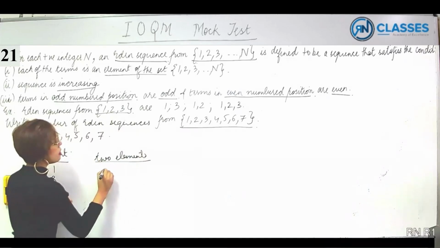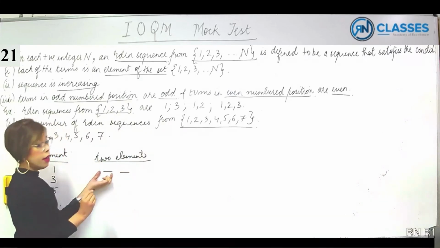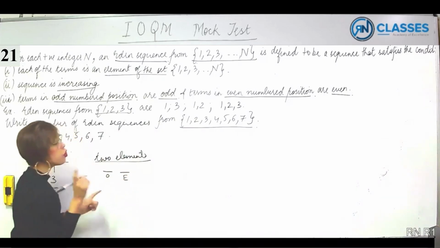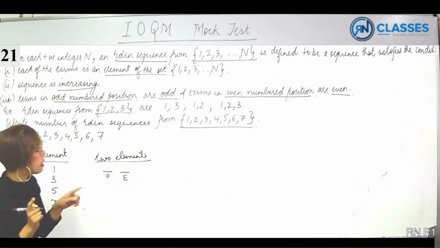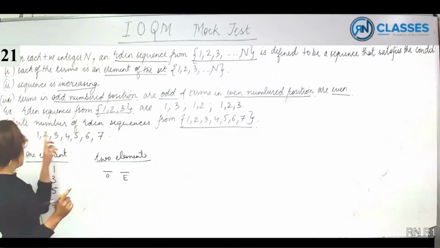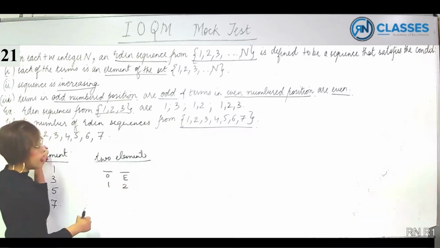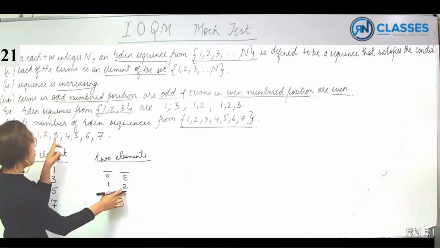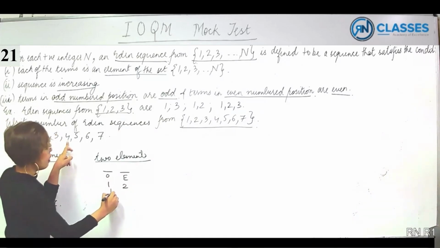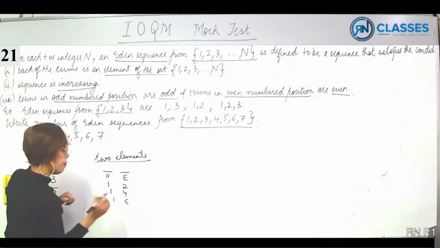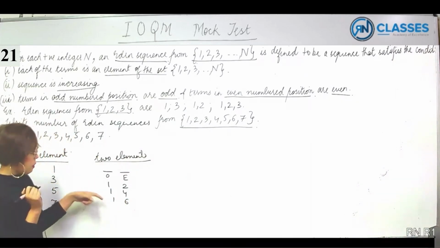Now 2 elements are there, that means first odd, so an odd number should be there, second an even number should be there. Also the sequence has to be increasing, so I have to be careful. First odd is there, so let me start with 1. Now second even, so I can have 2. Then instead of 3, maybe I can have 4, so 1, 4 is there. I cannot have 1, 5, I can have 1, 6 though. Done? Sequences starting with 1 exhausted.